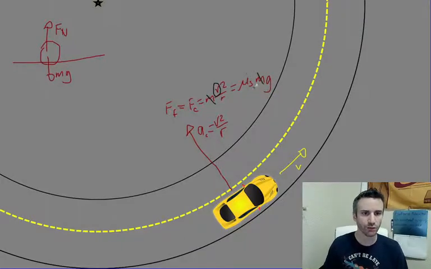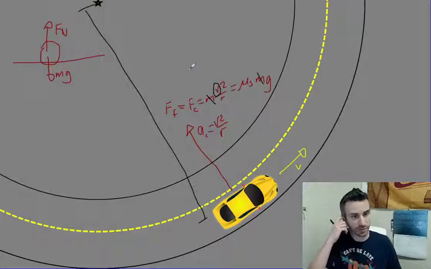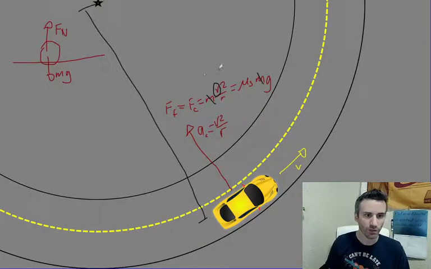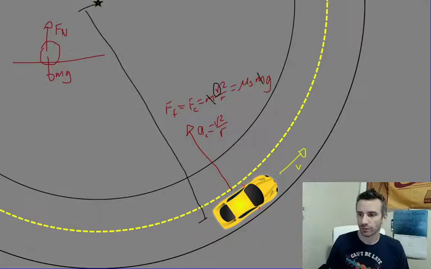Given that the coefficient of friction is the same, the same type of rubber on all the different tires, and assuming that we're all on Earth, then all vehicles should be able to go around a certain radius, here's our radius of the turn, at the same speed. Pretty interesting stuff, right? Okay, so let's move on from there.